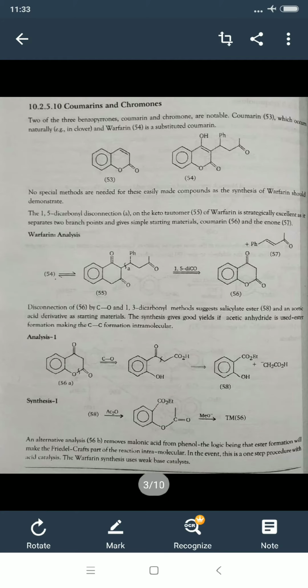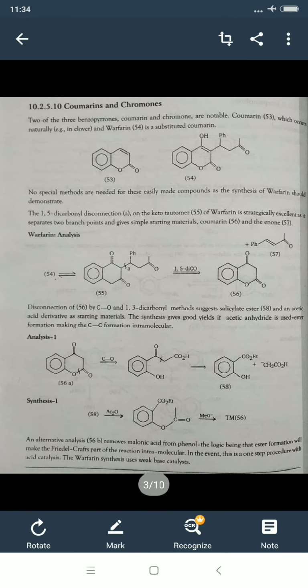Dear students, yesterday we discussed quinoline and isoquinoline. Today we are going to discuss coumarins and chromones. Two of the three benzopyrones, coumarins and chromones, are notable. Coumarin 53, which occurs naturally in clover, and warfarin 54 is a substituted coumarin.